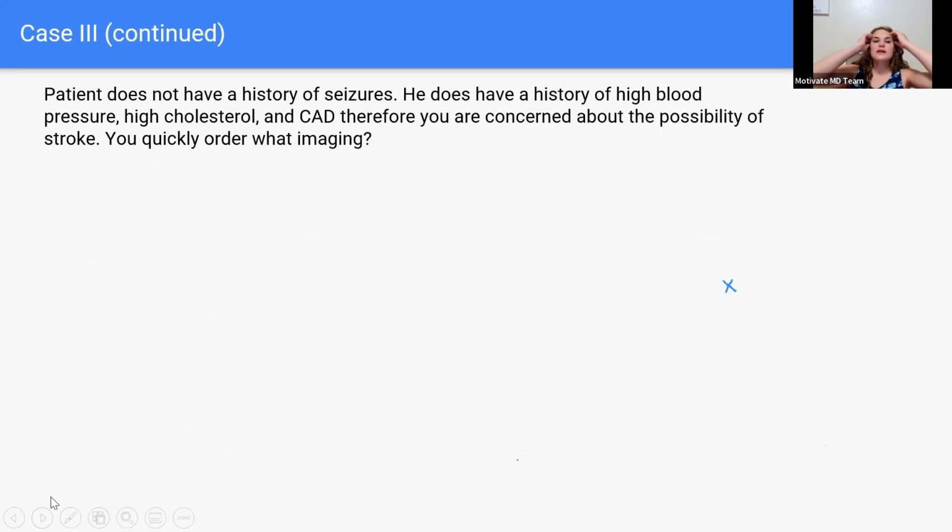All right. So he doesn't have a history of seizures, but he does have a history of high blood pressure, high cholesterol, and coronary artery disease. So you're concerned about the possibility of a stroke. So what imaging do you order quickly?